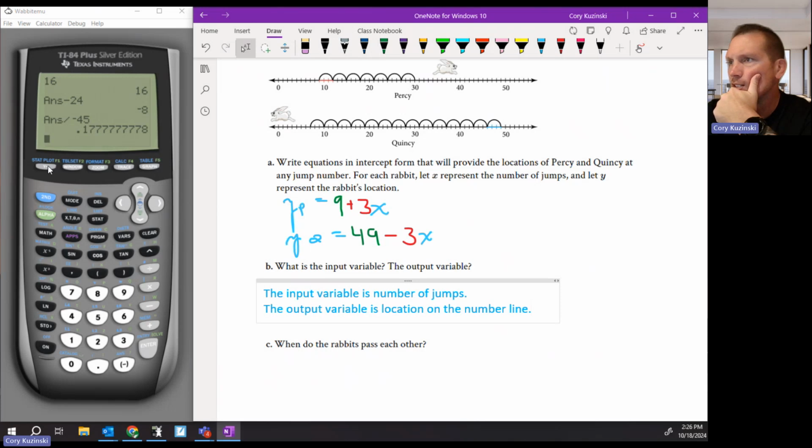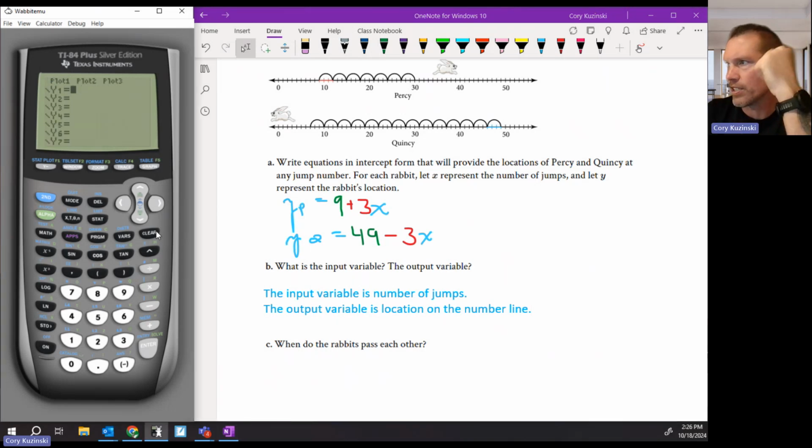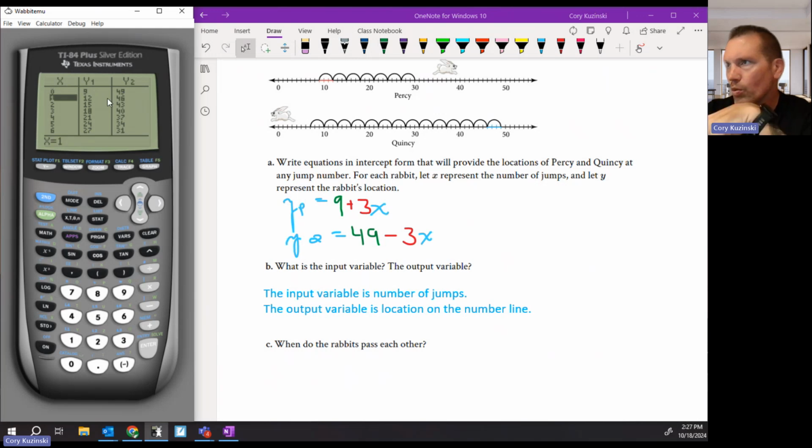I think I'm gonna go to Y equals, I'm gonna use a table this time. Let's go 9 plus 3x, and let's do 49 minus 3x. And then I'm going to go to the table. Jump 0, there's their starting positions. So after one jump, Percy is at 12 and Quincy's at 46. And I'm looking for where y1 ends up being bigger than y2.